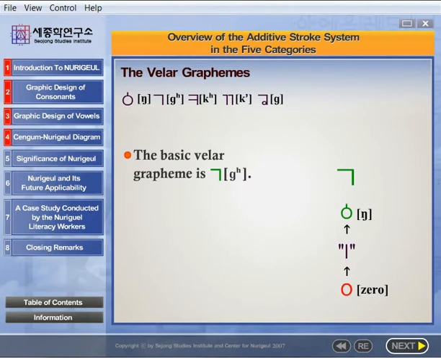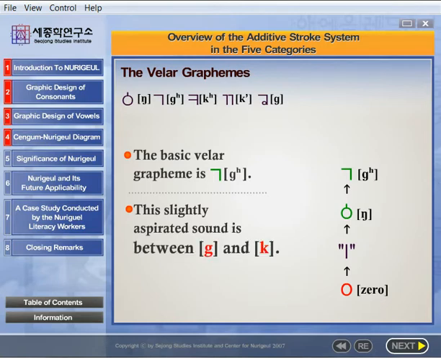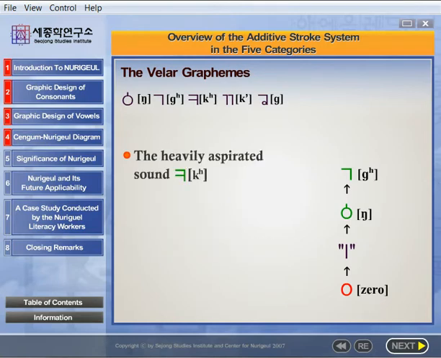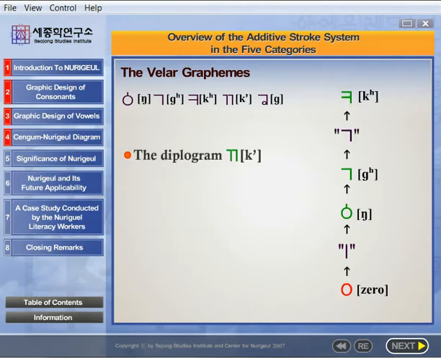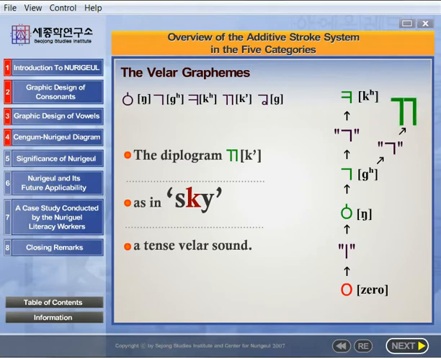The basic velar grapheme is k. This slightly aspirated sound is between g and k. The heavily aspirated sound k, as in kid or cool, is formed by engrafting an extra grapheme on top of the basic grapheme k. The diplogram g, as in sky, is a tense velar sound.